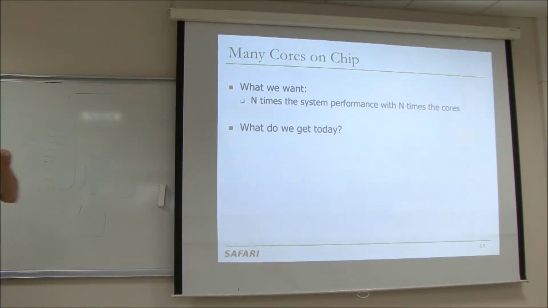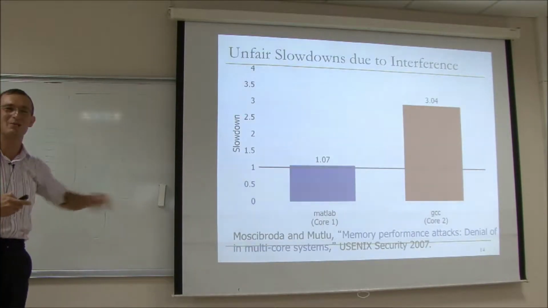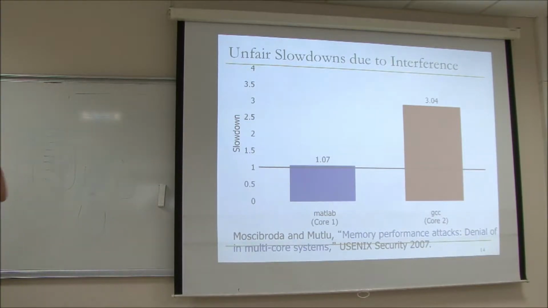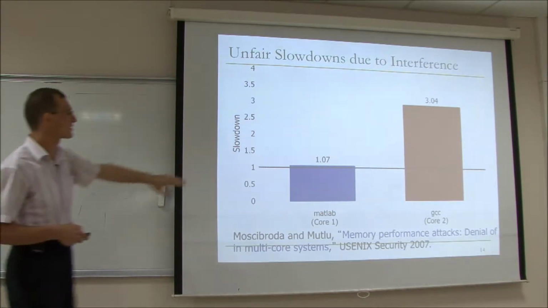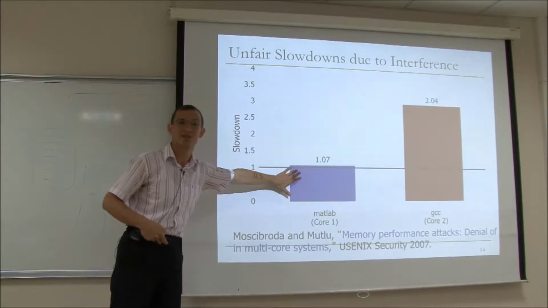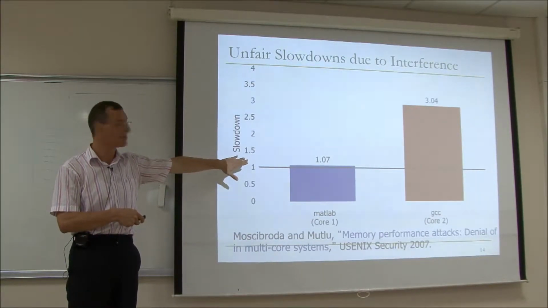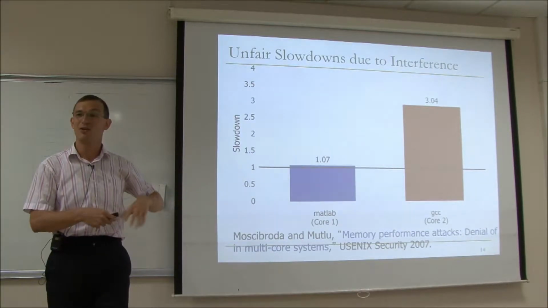Well, it looks like my slide is acting up. PowerPoint always has bugs. But this I've shown you before. This is a study that we had done a long time ago in 2006. We ran 2 applications together on a 2-core system and measured the slowdown each experienced compared to when it was run alone. So MATLAB slows down by 7% only, whereas GCC slows down by almost 3x.